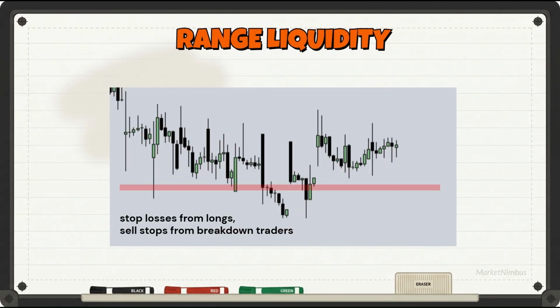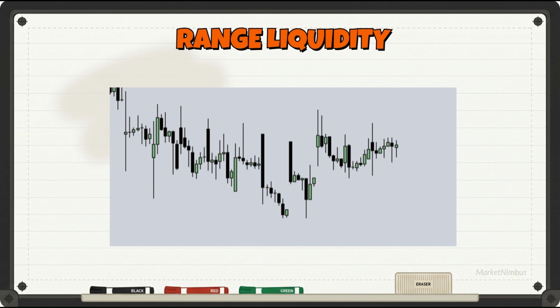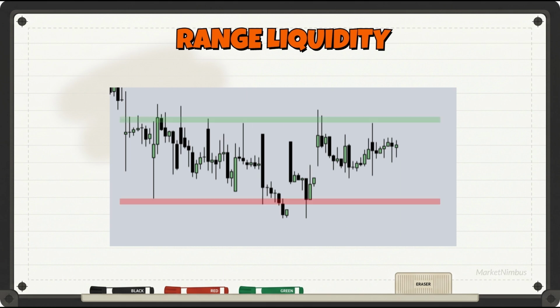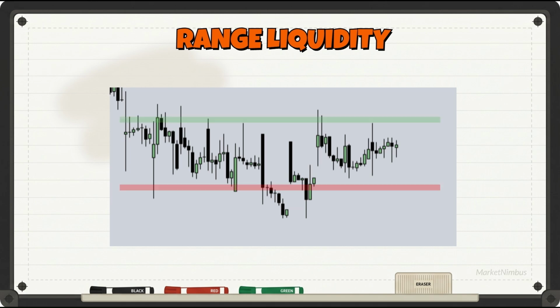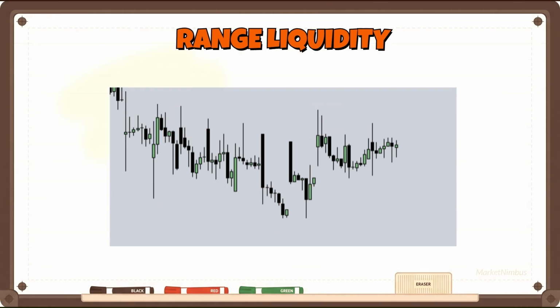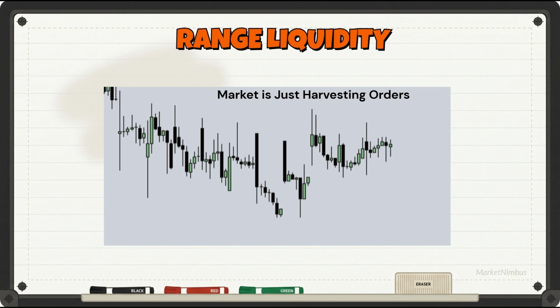Below the swing low, stop losses from longs, sell stops from breakdown traders. Above the swing high, stop losses from shorts, buy stops from breakout traders. So price glides through the middle of the range freely, no resistance, and then as it approaches the boundary, it enters a dense order zone. Those orders get collected, price reacts, then it travels toward the opposite boundary to collect those orders. High sweep, low sweep, high sweep, low sweep. This is why ranges look so choppy. The market is just harvesting orders from both ends.